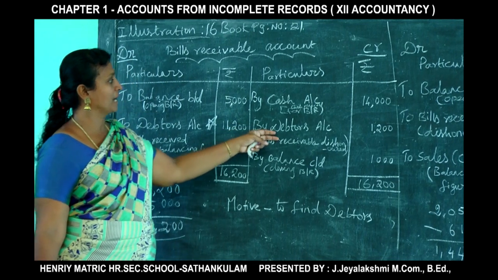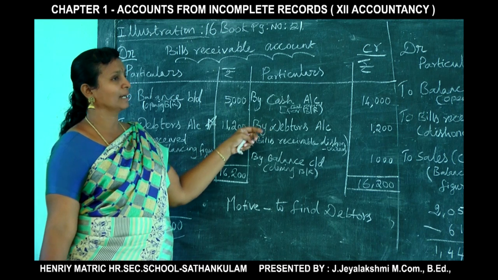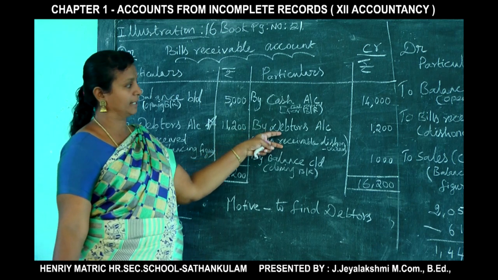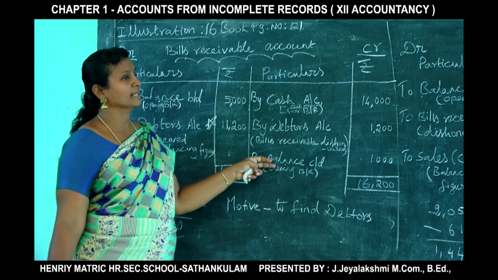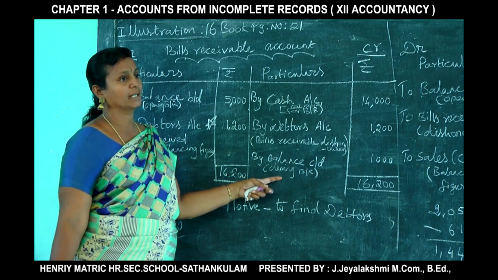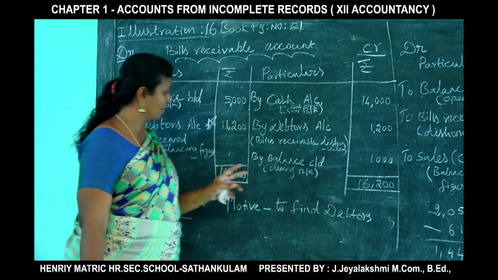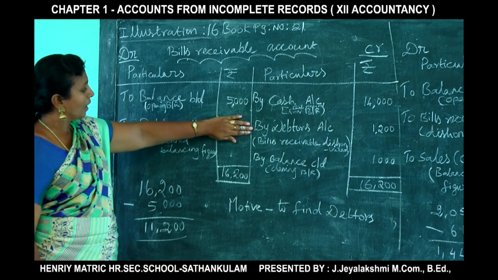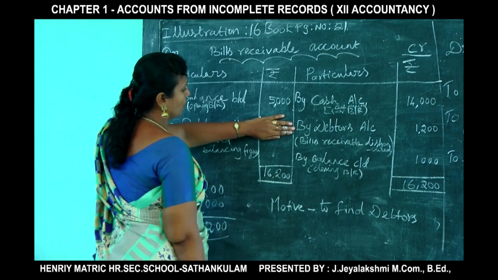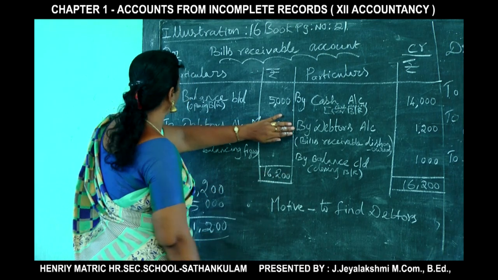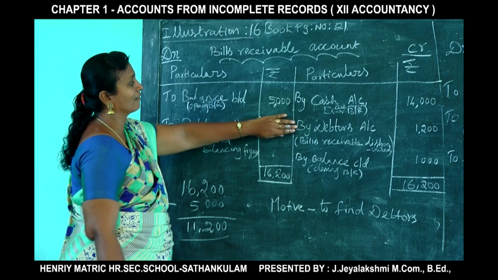Then by debtors account 1,200. This is the bill that was given but dishonored. So that we have taken. Then the third one, by balance carried down. This amount is the closing balance of bills receivable, 1,000. So we have to balance the two sides. 16,200. Then see here, this side amount is less because we only have the 5,000.